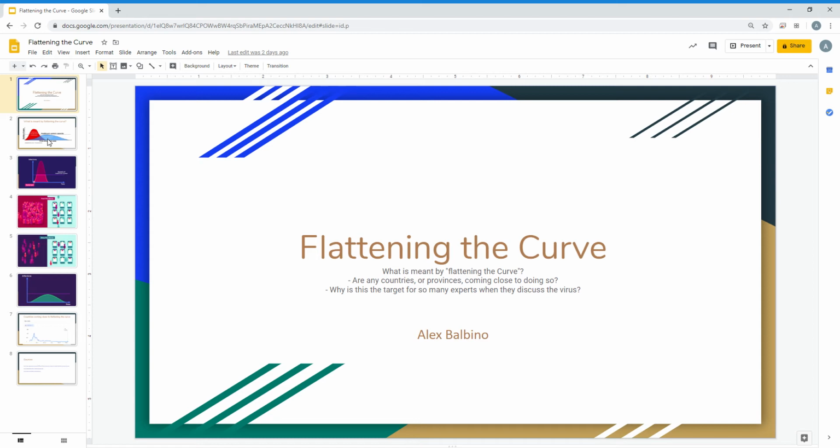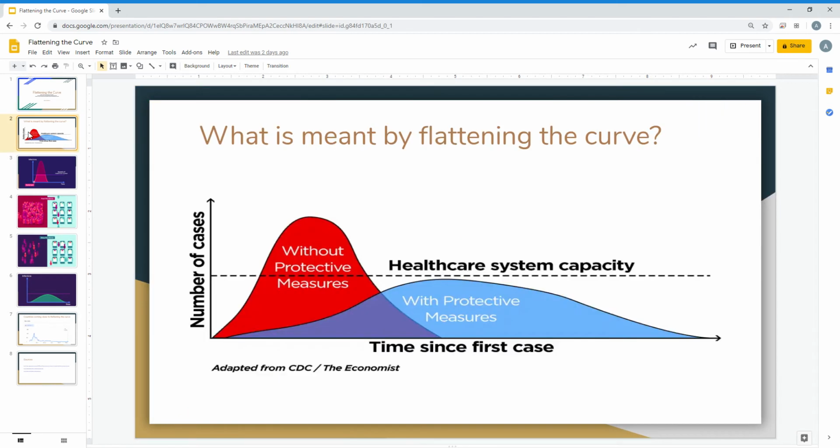I did my research assignment on what is meant by flattening the curve, a term that we have been hearing a lot of in this pandemic. So what exactly is meant by flattening the curve? It's a term we've probably heard a lot, and it is important that we are informed of it.